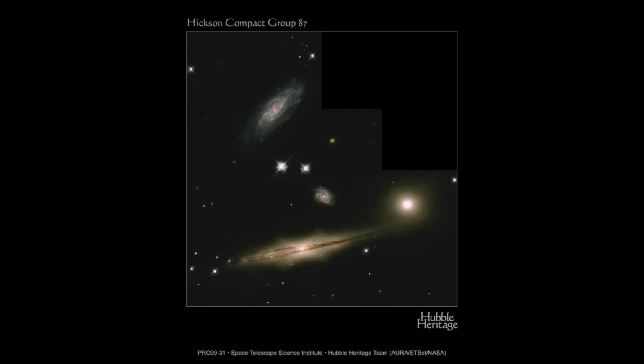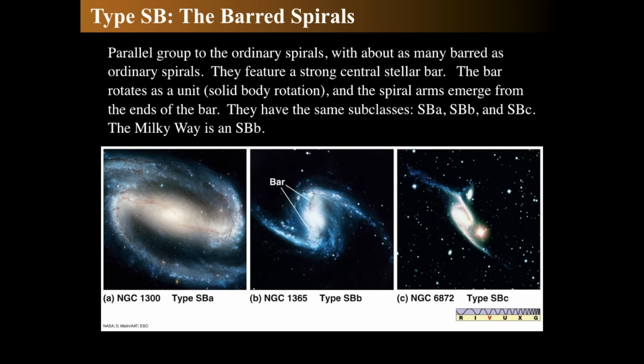And here's what we call a compact group. And so all four of these little galaxies are in a group, gravitationally interacting with each other. So that gives us some information about the nature of normal spirals.